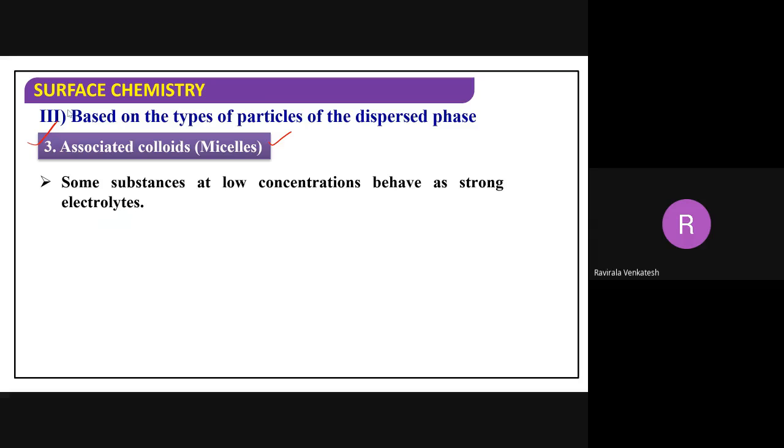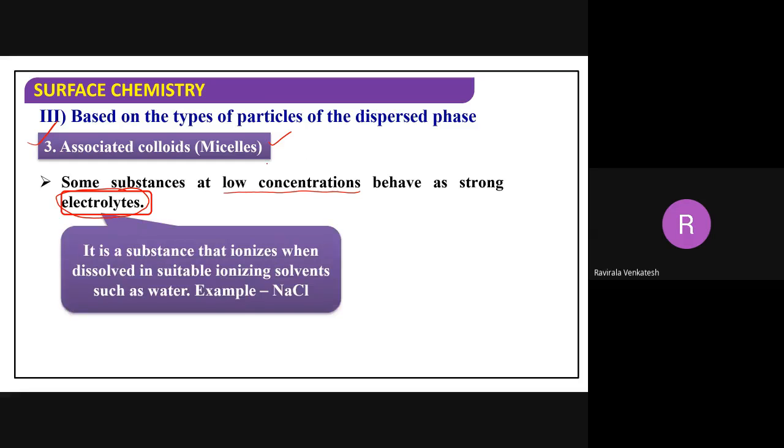Now, when you observe at low concentration, they behave as an electrolyte. They dissociate into ions. Electrolyte is nothing but they dissociate completely. At low concentration, they are acting as what? Electrolyte. A substance that ionizes when dissolved in suitable ionizing solvents such as water, example NaCl. A substance which can ionize, completely converting into cation and anion, is called an electrolyte. They should dissociate in water. So NaCl is an electrolyte because it will convert into Na+ and Cl- in water.